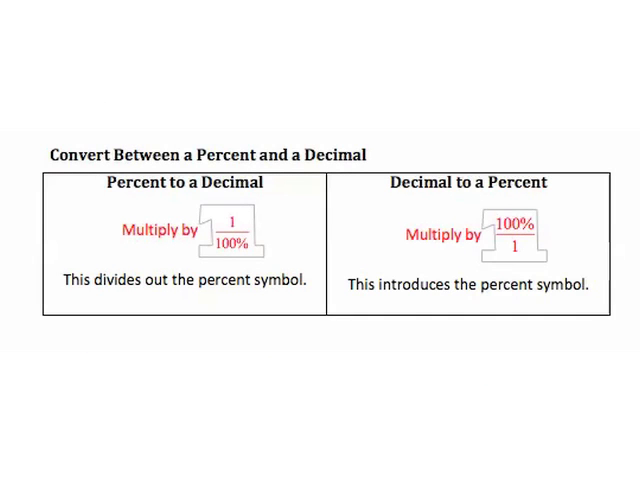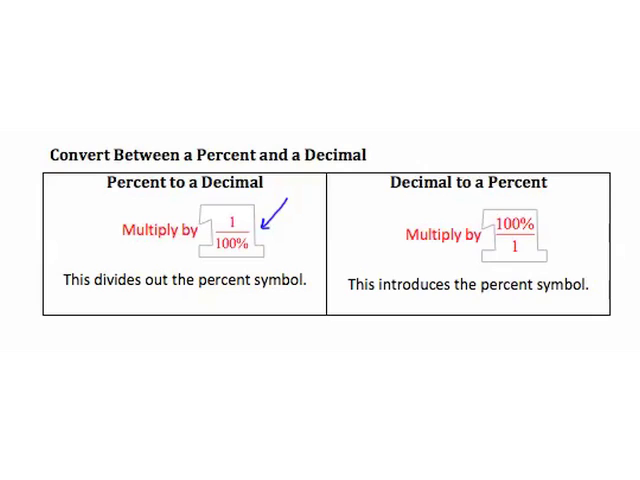Convert between a percent and a decimal. To convert between a percent and a decimal, we're going to use a process that is very similar to the one that we used when we converted from percents to fractions. If we want to convert a percent to a decimal, we're starting with a percent. We need to divide that percent symbol out, so we are going to multiply by the fraction 1 over 100%. This divides out the percent symbol and will leave us with a decimal number.